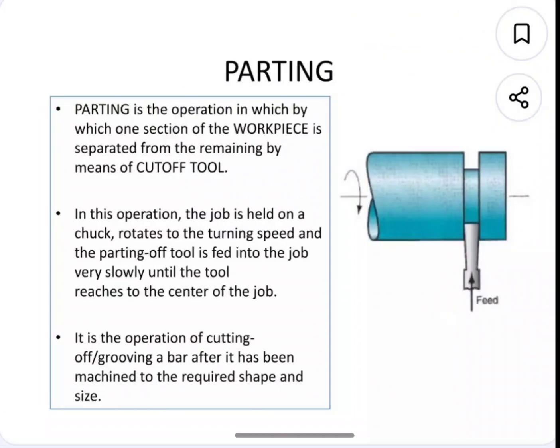The fifth one is parting. Parting is the operation in which a section of the workpiece is separated by means of a cut-off tool. In the operation, the job is held in the chuck and rotated at turning speed, and the parting tool is fed in. The feed is very slow until the tool reaches the center of the job. It is the operation of cutting a bar after it has been machined to the required shape and size.